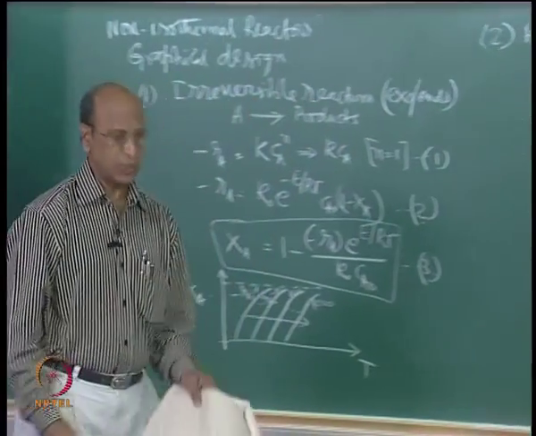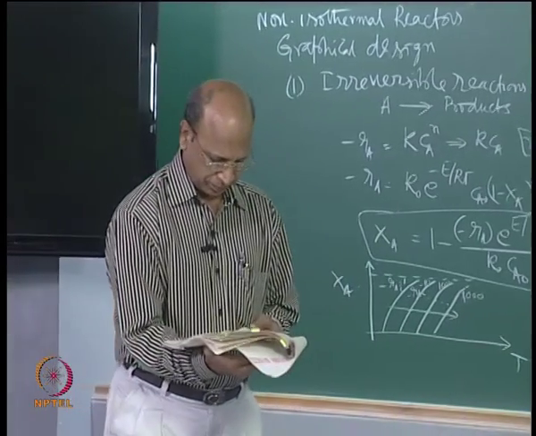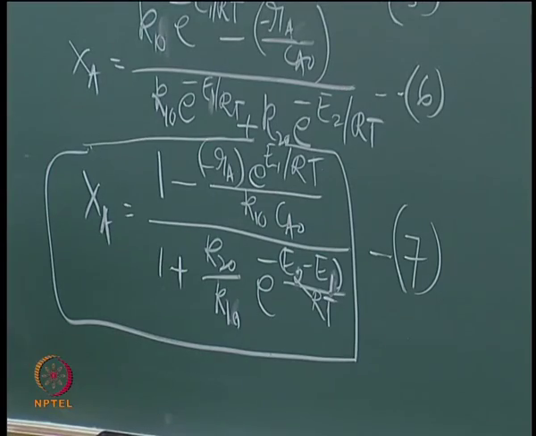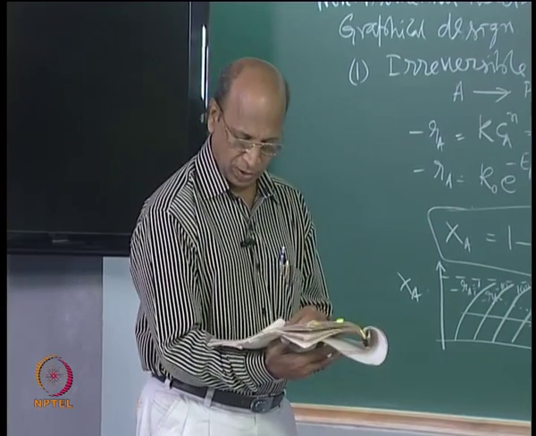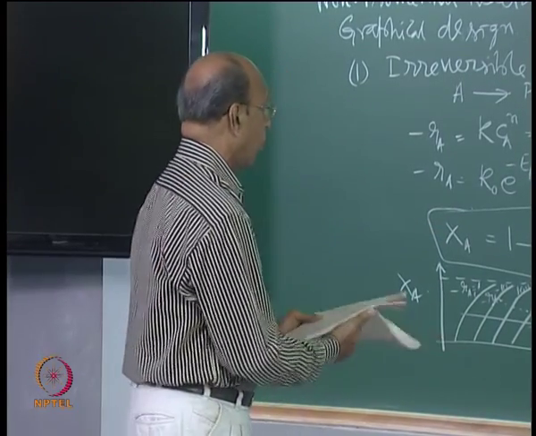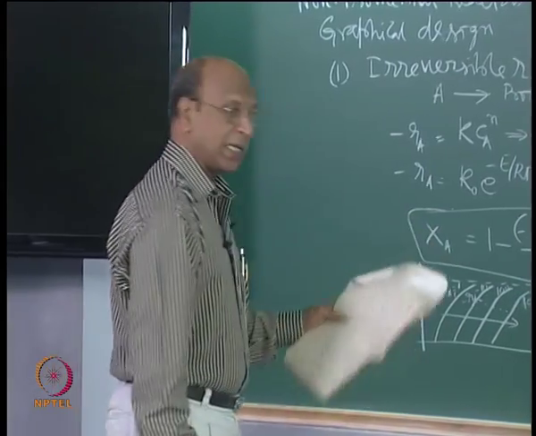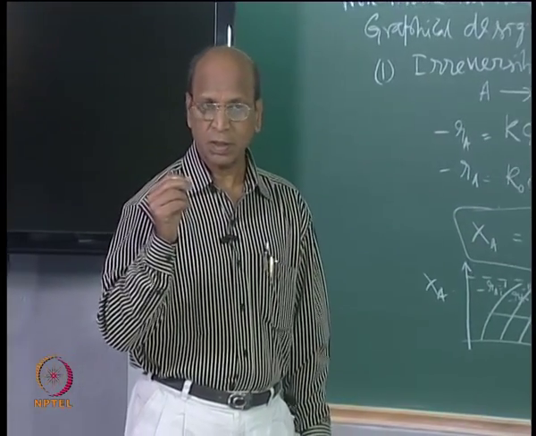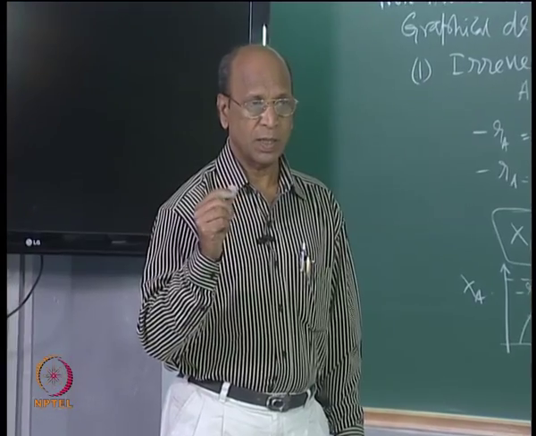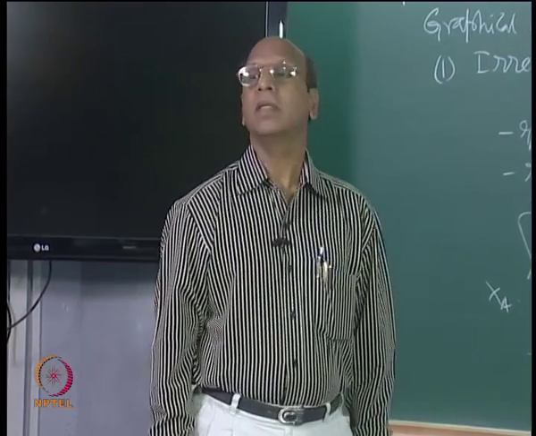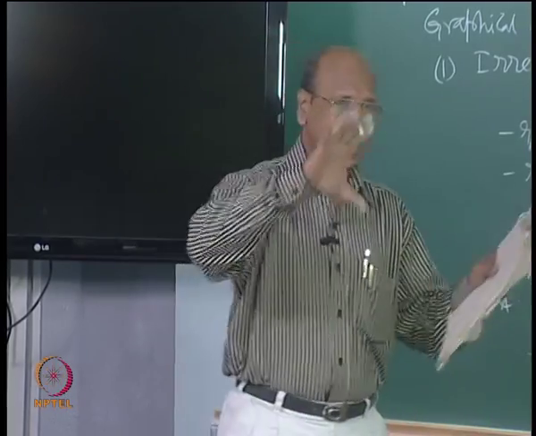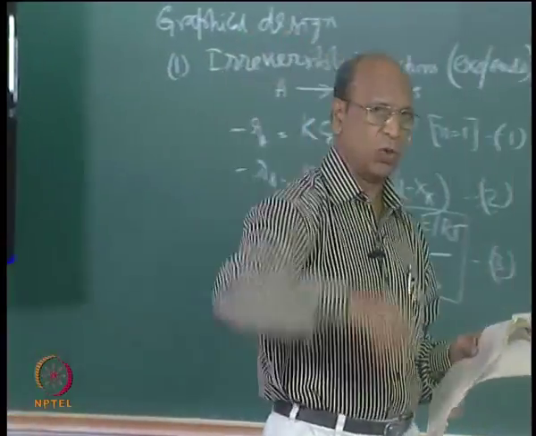You are right, E2 minus E1. Otherwise, I should have removed the minus there, that is all, E1 minus E2. So now, this E1 minus E2 is what? E1 minus E2, heat of reaction. Do you remember that reaction coordinate diagram? I think I have told you some time back also.